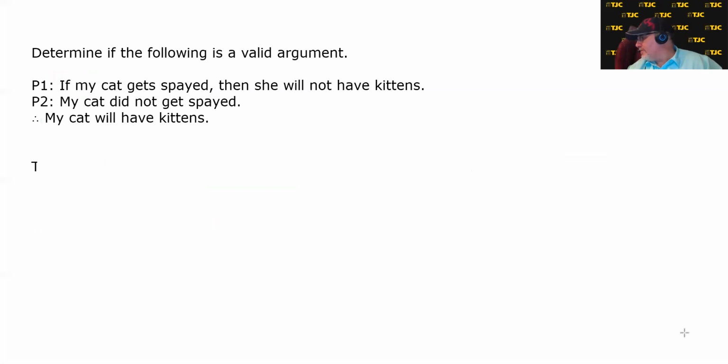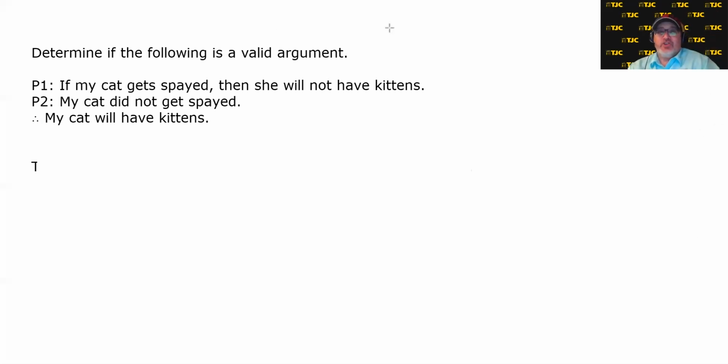Let's take a look at an example in words. Determine if the following is a valid argument. Premise 1, if my cat gets spayed, then she will not have kittens. Premise 2, my cat did not get spayed. Conclusion, my cat will have kittens. A lot of people would say, well, naturally. But does this conclusion logically follow from the two premises? Must this conclusion be true if the two premises are true?